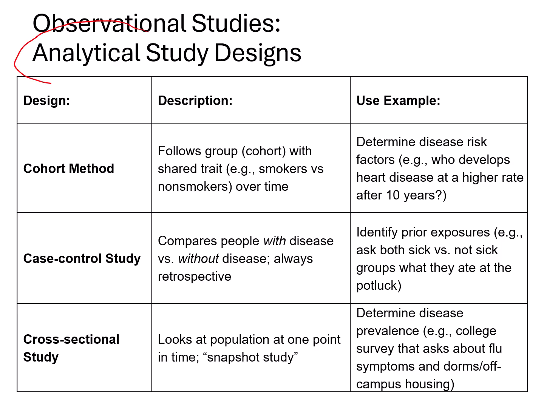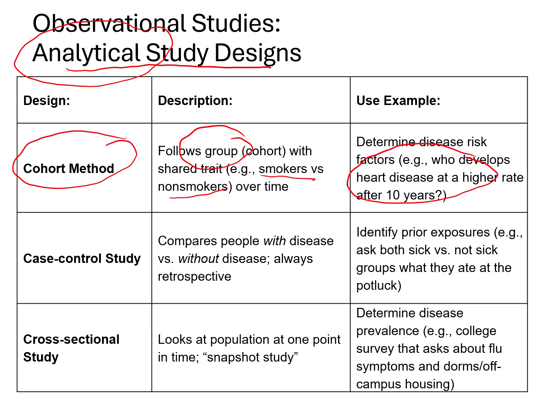When conducting analytical studies, there are three major types of analytical study designs. Cohort studies, or the cohort method, follows groups forward in time. For example, they could look at smokers versus non-smokers and see who eventually develops heart disease at a faster rate over something like 10 years. In case control studies, we're comparing sick versus healthy groups, and we're going to look back at exposures. So an example could be that potluck example, looking at what these patients were previously exposed to.